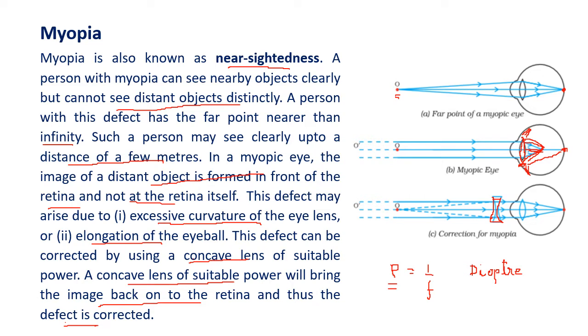So in myopia, you need a concave lens. Why concave lens? Because the lens remains thicker, the image is formed before the retina. So light has to be diverged, so the image forms on the retina.